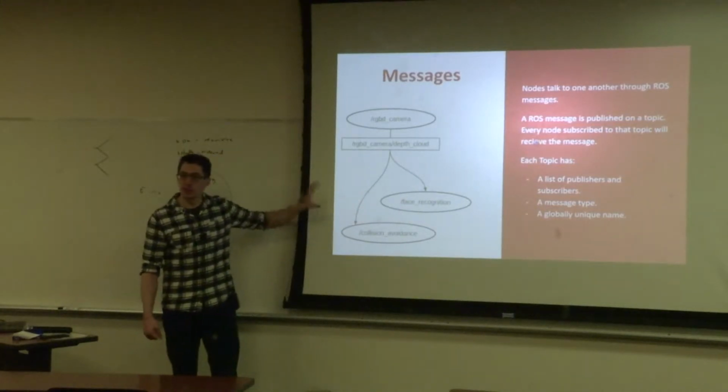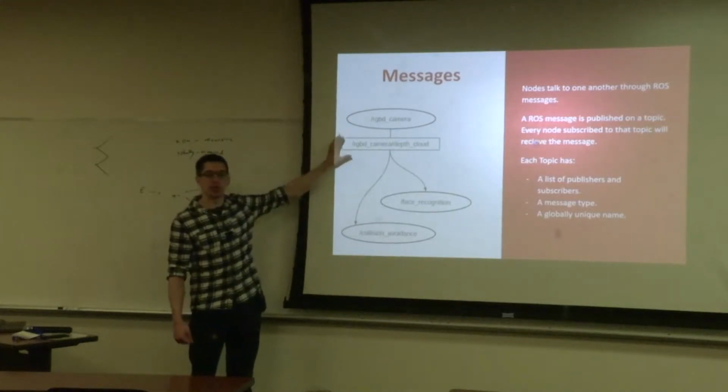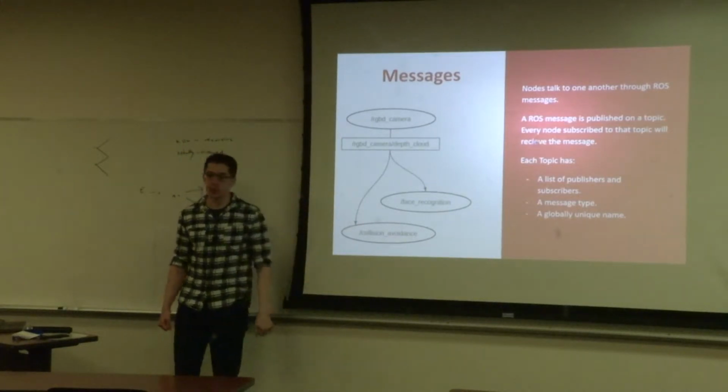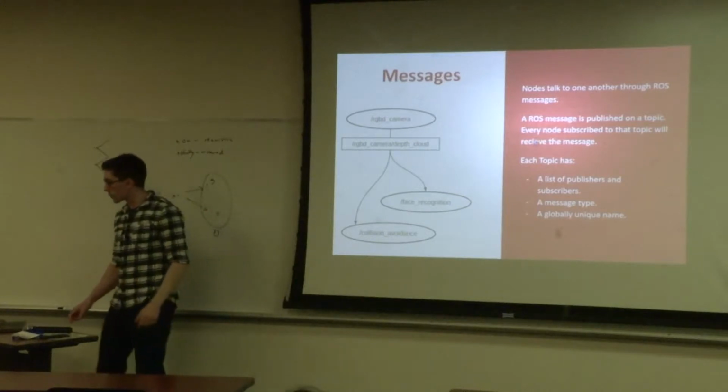In all my diagrams, nodes will be ovals and topics will be boxes with the arrow pointing in the direction of publisher and subscriber.